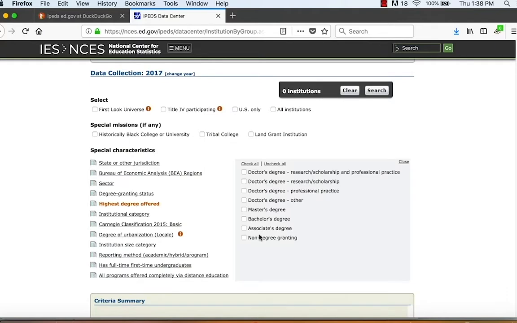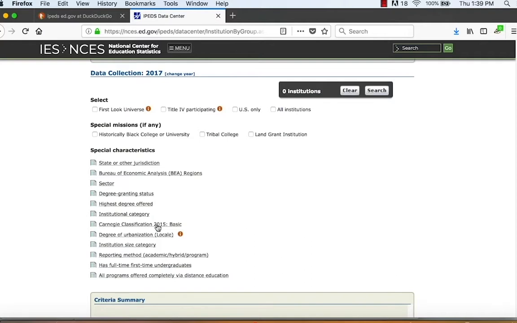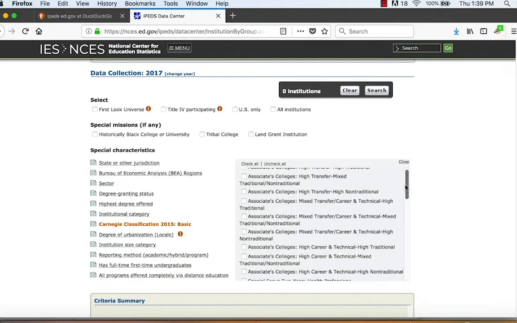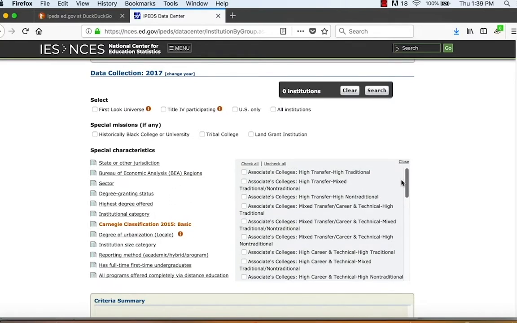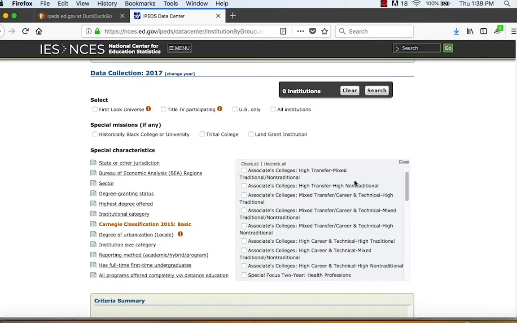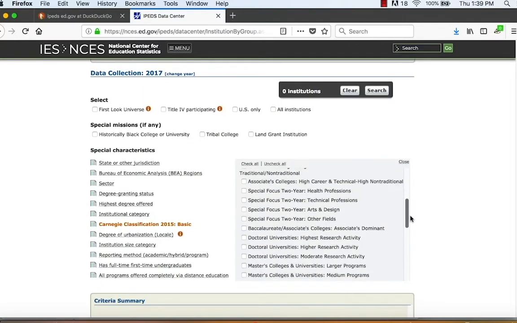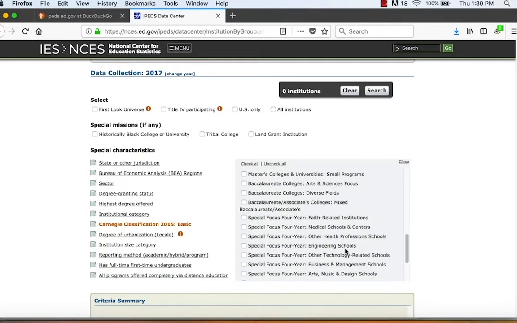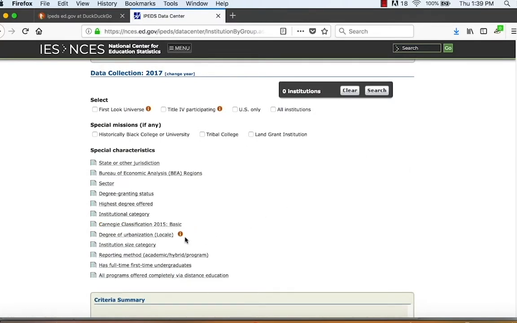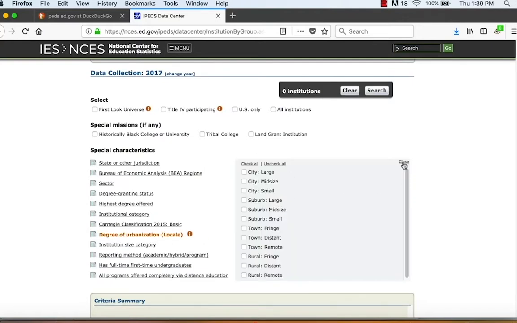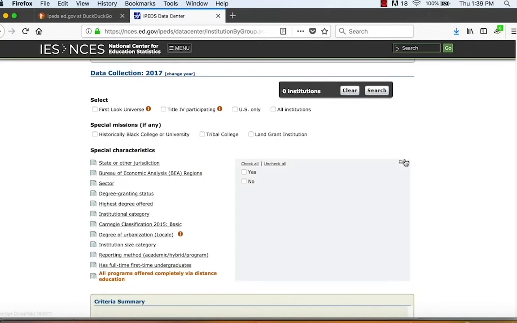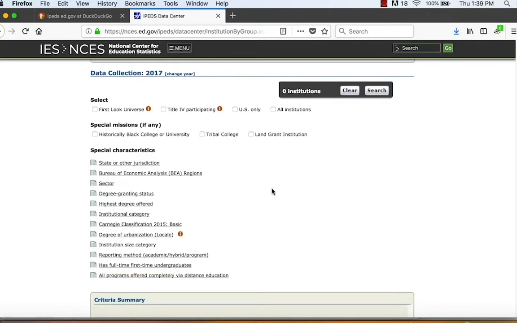You might want to choose only schools that issue, let's say, associate's degrees. You can use these really interesting classifications created by the Carnegie Institution, sort of, associate's colleges that have lots of non-traditional students, or art schools. Or I think there's also some engineering schools, right? So there's a lot of different ways you can choose. You can choose just urban schools or rural schools. You can choose just online schools, and so you can see you can have a lot of different choices.